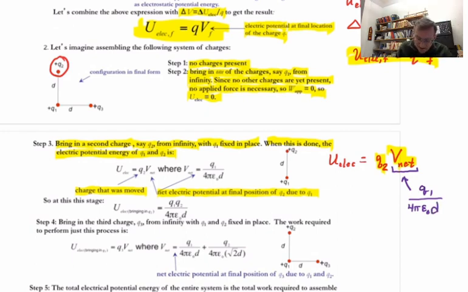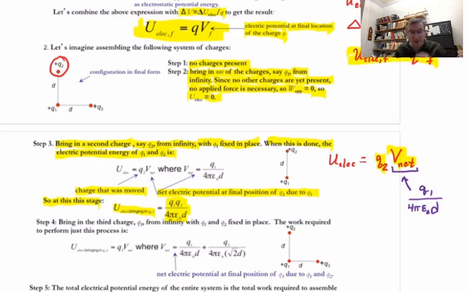So at the end of this stage, here's how much electrical potential energy there is. U elec. Now it's just for bringing in Q2. It's Q2 times V net, and V net is Q1 over 4 pi epsilon 0 d. So altogether, you've got Q1 times Q2 over 4 pi epsilon 0 d.